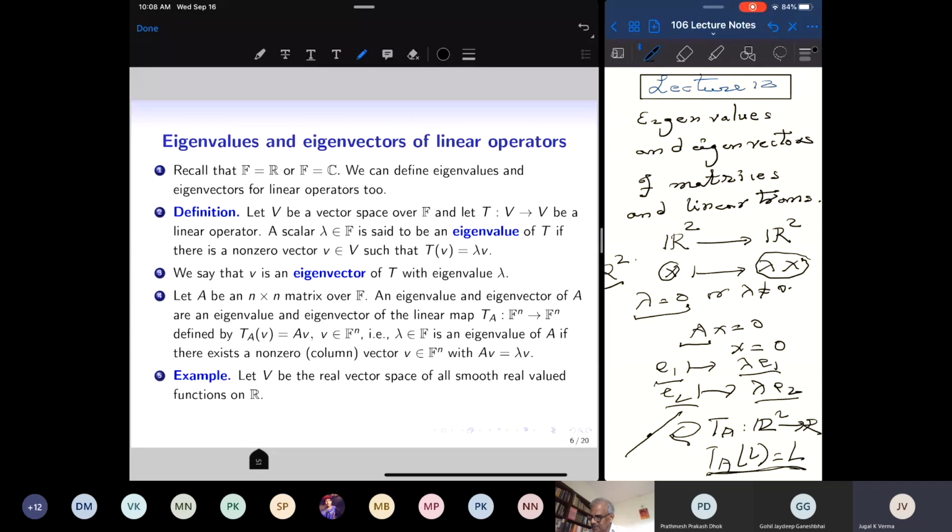So let V be a real vector space. Suppose I take the real vector space of all smooth real valued functions. Smooth means every derivative exists.